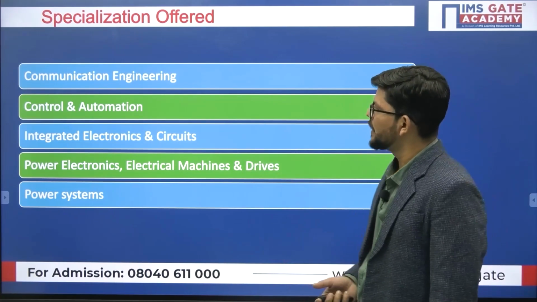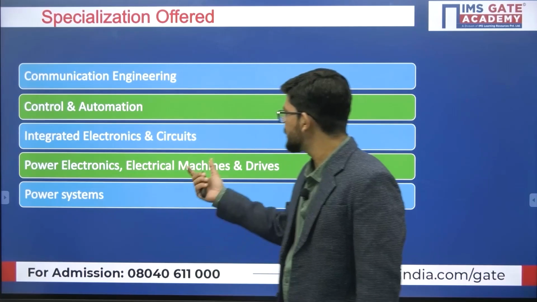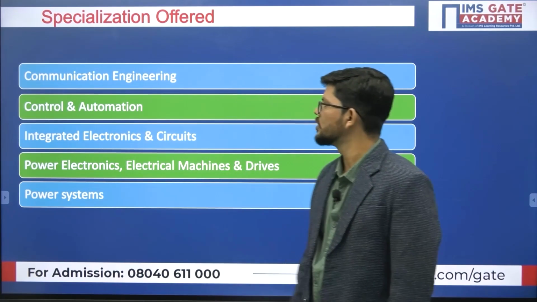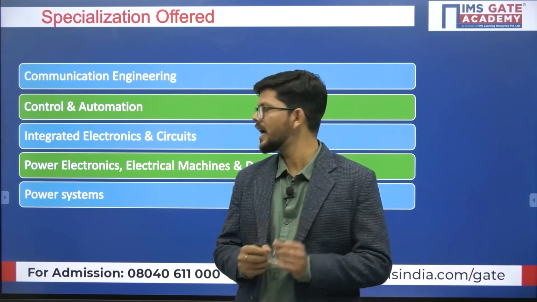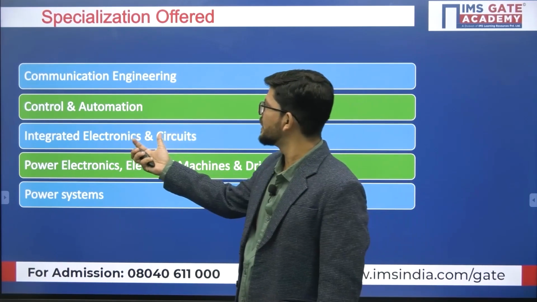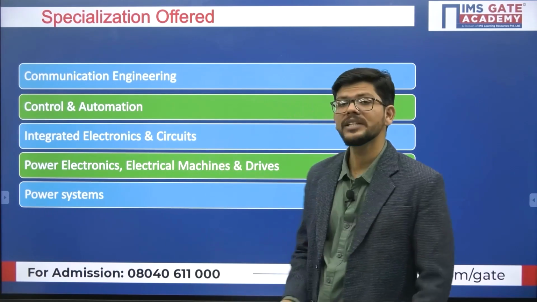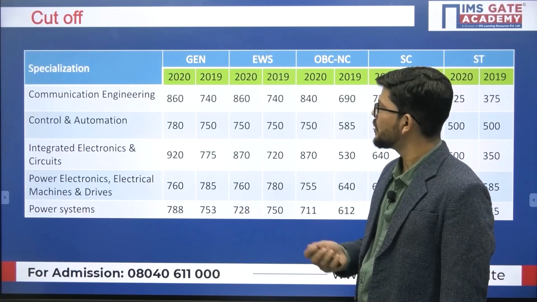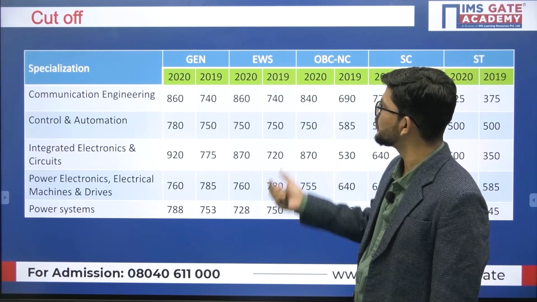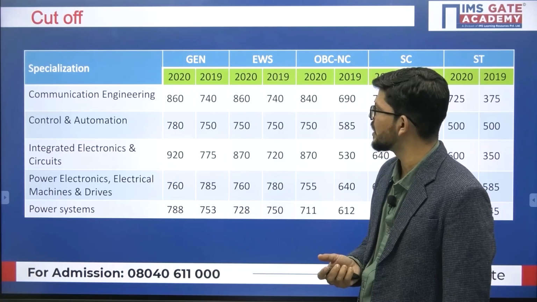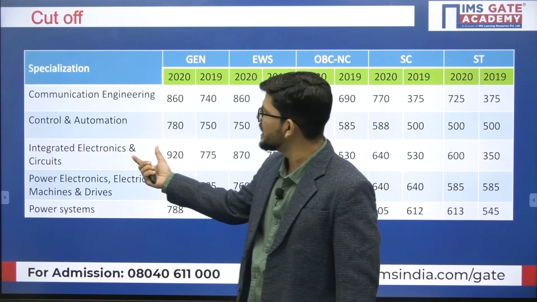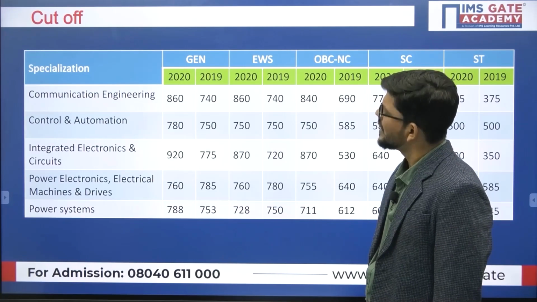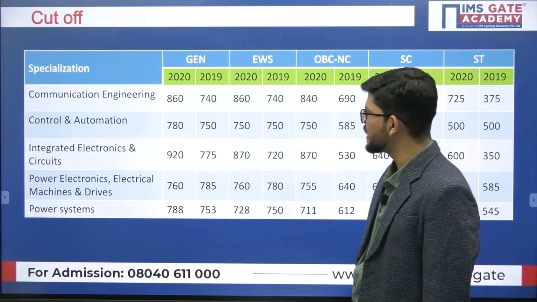Talking about the specializations, you can see power electronics, electrical machine and drive, and power system and control and automation. So these are the core departments for electrical guys. Apart from that, you can apply in the integrated electronics and communication engineering specialization as well. Now if we talk about the cutoff, in the years 2019 and 2020 you can see the cutoff. The cutoff here for integrated electronics and circuit was very high in the year 2020, but in the rest of the places it was more than 750.